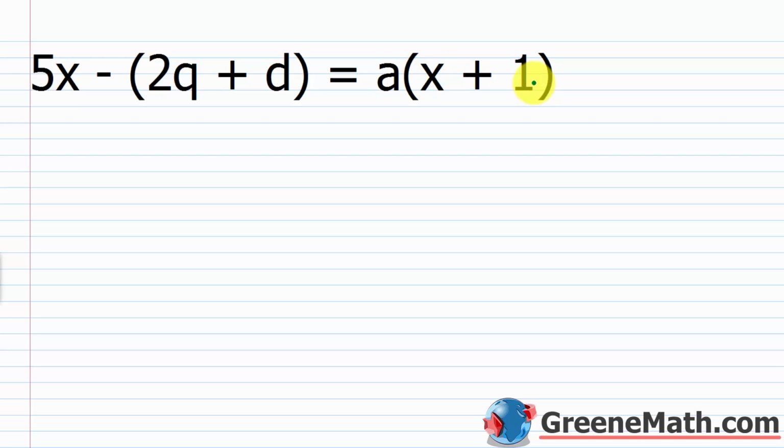get everything simplified. So we have 5x. I have this negative out in front of these parentheses. So again, you can think about this as plus negative 1. The negative 1 would multiply by each term.